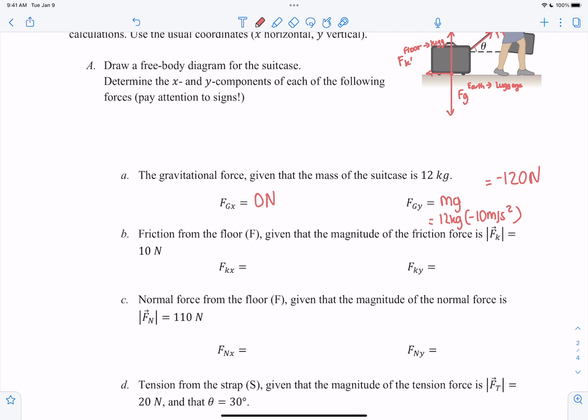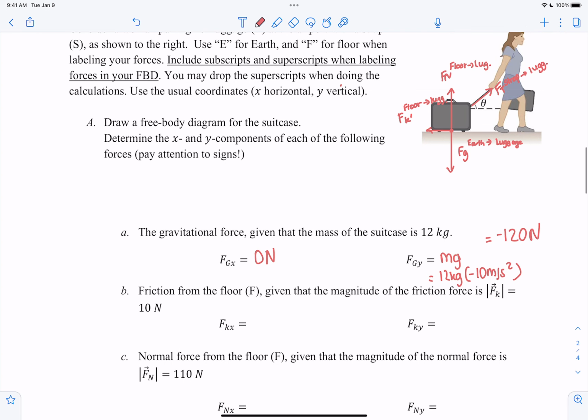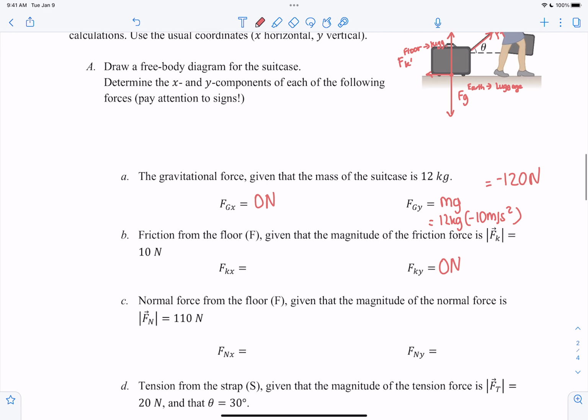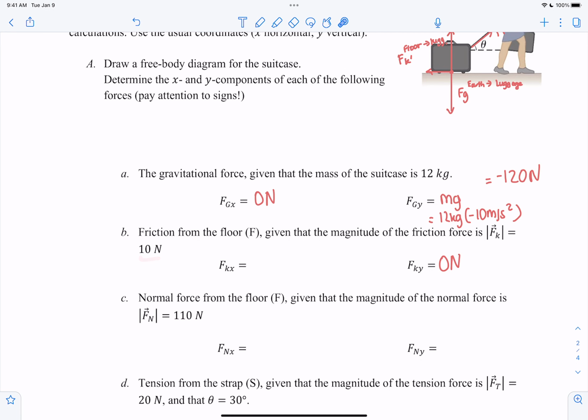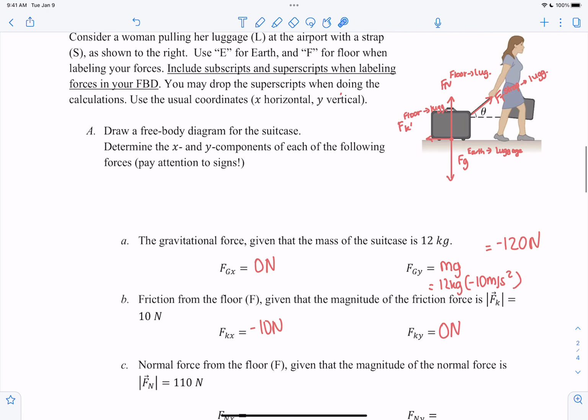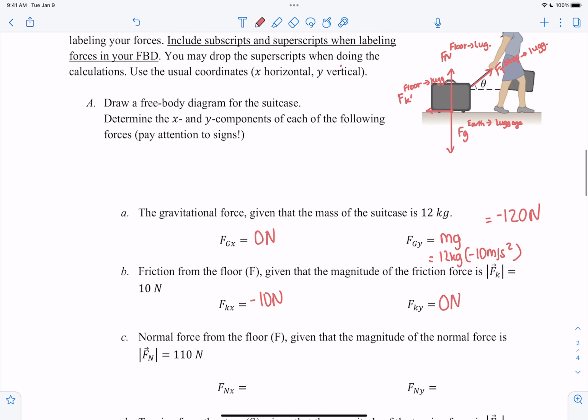But yeah, Fkx is the only component that we're going to have for the kinetic friction force. So this Fky should be 0 newtons. And then we have to indicate the direction here. So this is in the negative x direction. And we know that the magnitude of the friction is 10 newtons. So we have to throw in a negative sign, negative 10 newtons, to indicate that this is a force pointing in the negative x direction. Does it make sense for B as well?